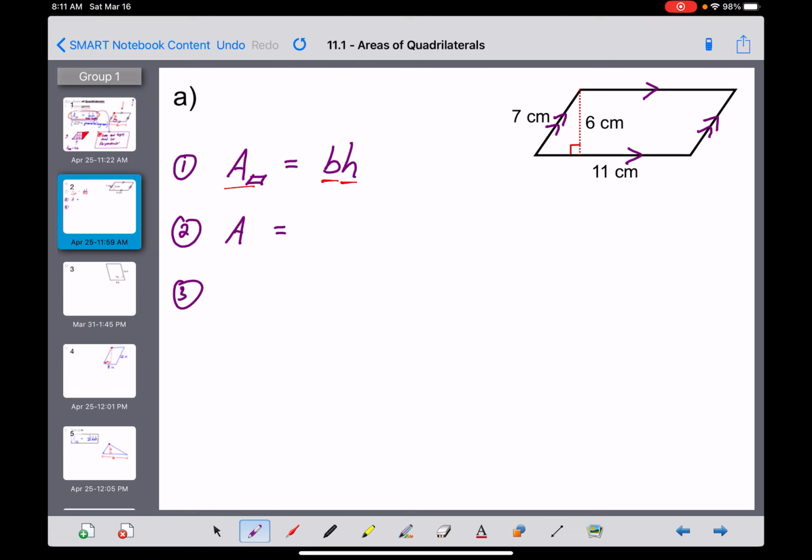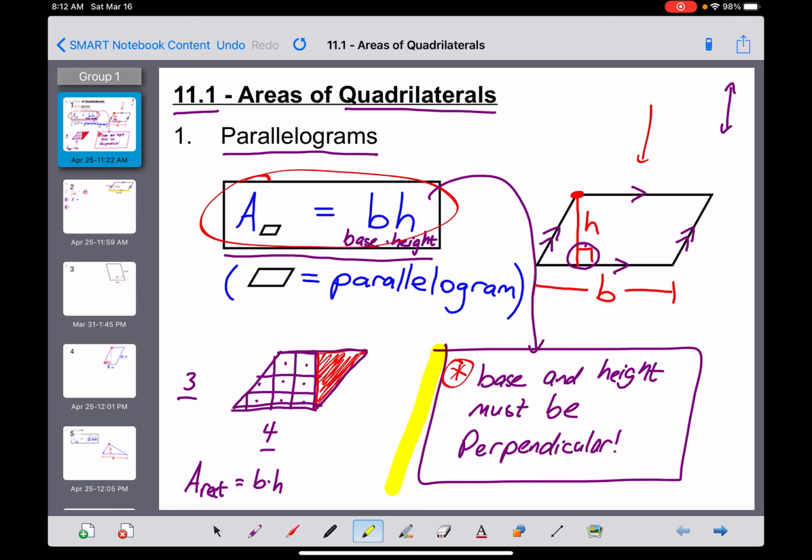Now, again, everybody thinks that the base needs to be located on the bottom of a figure, and that is often the case, but not always. So you kind of have to think ahead and say, okay, if 11 is my base right down here on bottom, do I know the length of a side here that is perpendicular to that base? Because I want to go back to this comment right over here. Base and height have to be perpendicular to each other.